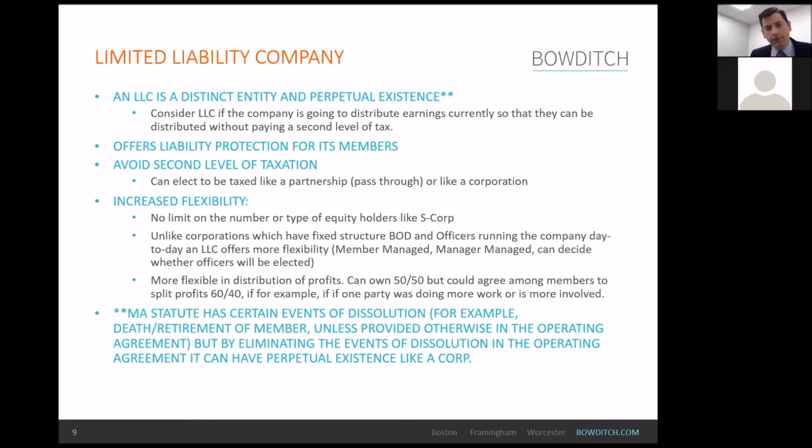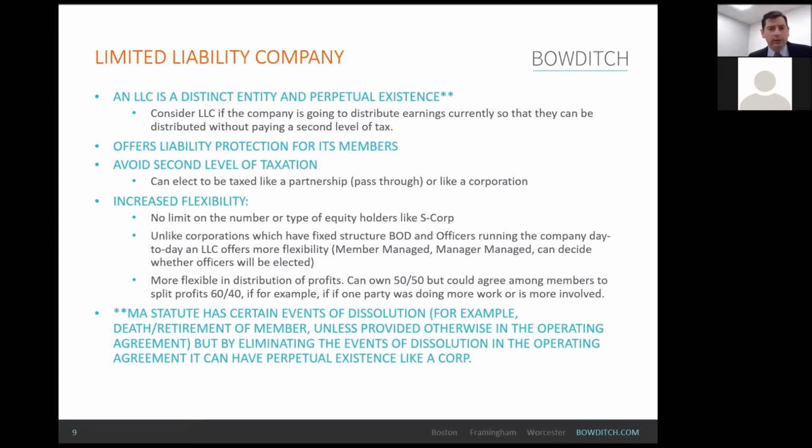You don't have to have this typical corporate structure of a board and officers running the company, though you can have a board of managers and you can appoint officers. You can also have member-managed LLCs, which is essentially the owners of the company, the members, running the company on a day-to-day basis. More commonly, I think we see manager-managed.